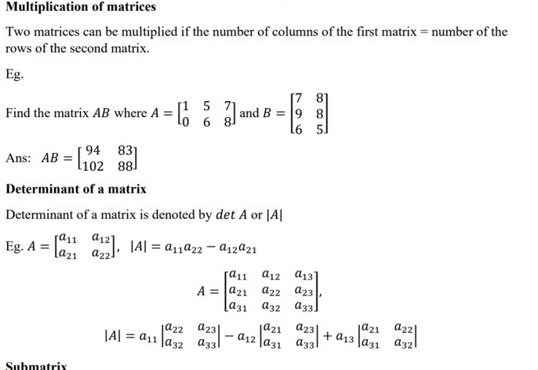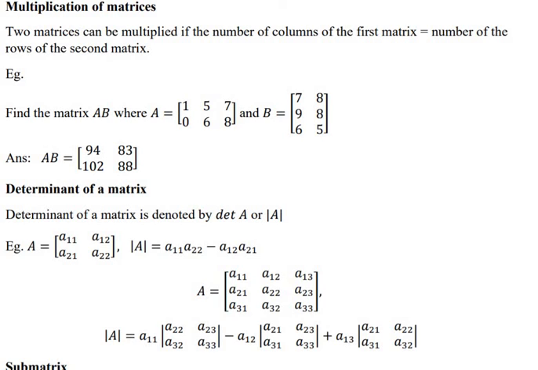Next is multiplication of matrices. Two matrices can be multiplied if the number of columns of the first matrix is equal to the number of rows of the second. Example, find matrix AB where A equal to matrix 1, 5, 7, 0, 6, 8 and B is equal to matrix 7, 8, 9, 8, 6, 5.